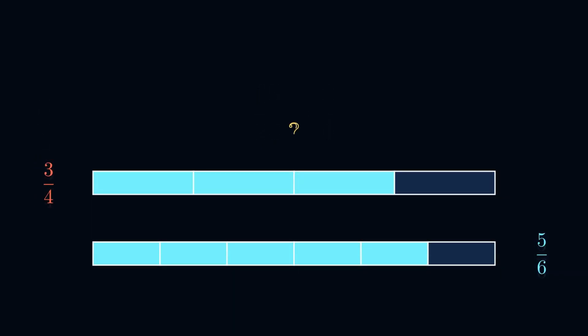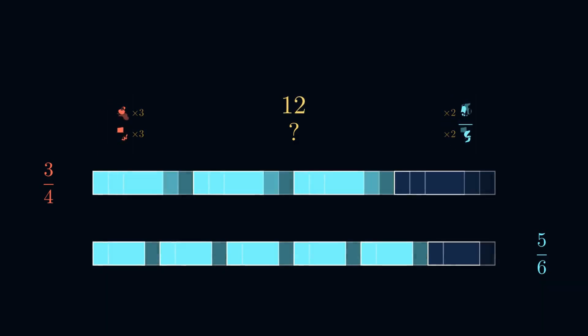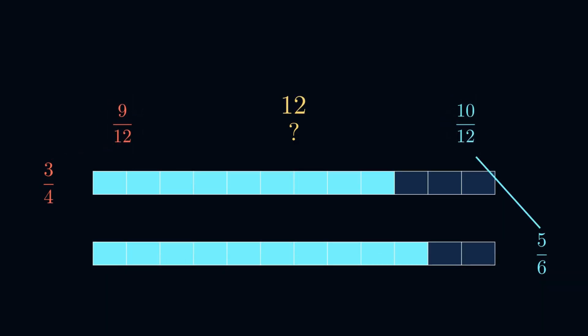Now we compare 3/4 and 5/6. A common denominator is 12. 3/4 becomes 9/12. 5/6 becomes 10/12. 10/12 is greater than 9/12. So 3/4 is less than 5/6.